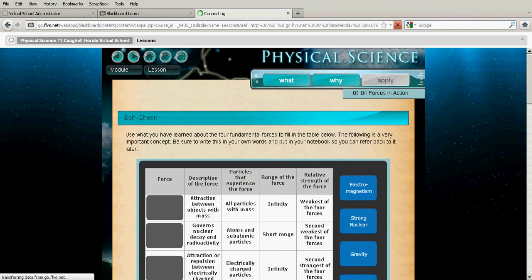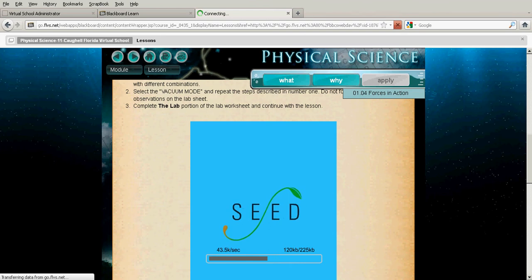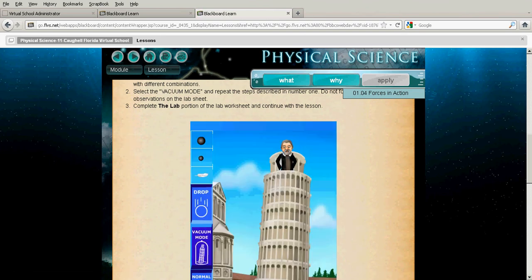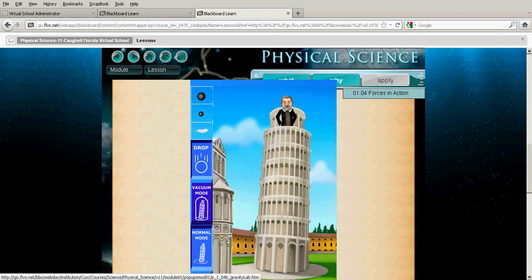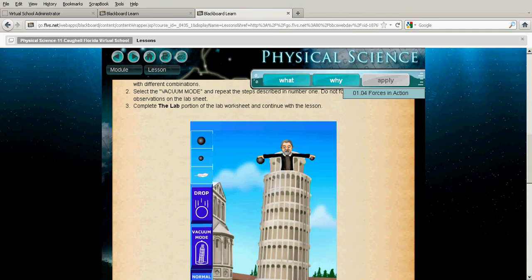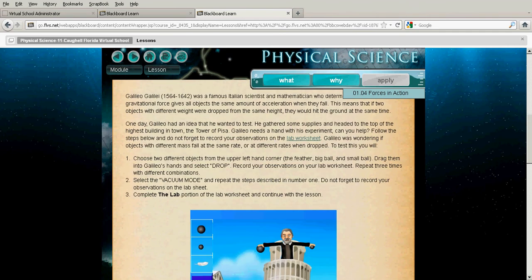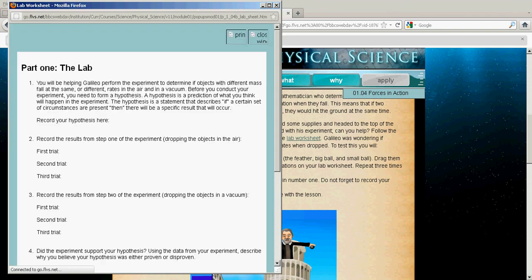For 1.04, we're also going to do an awesome lab that I love doing. We're going to hang out with Galileo, and he's going to drop a large ball, small ball, and feather from the top of the Leaning Tower of Pisa. He's going to do it both in air and in the vacuum. So you need to make a hypothesis in the if-then format. So if this happens, then this will happen. So make your hypothesis. You're going to give Galileo the tools, and then you're going to push drop and see what happens. You're going to record 3 trials in air and then 3 trials in the vacuum mode. At the end of that, you'll answer a few questions from the lab worksheet that is found here.